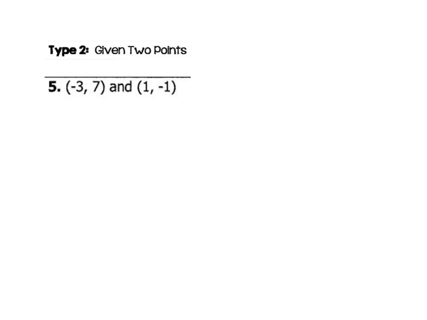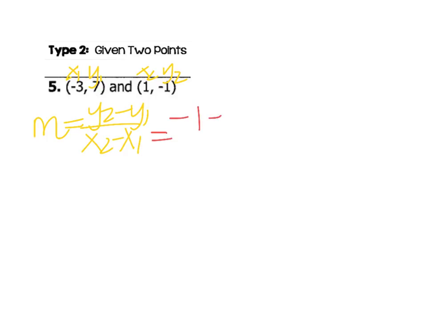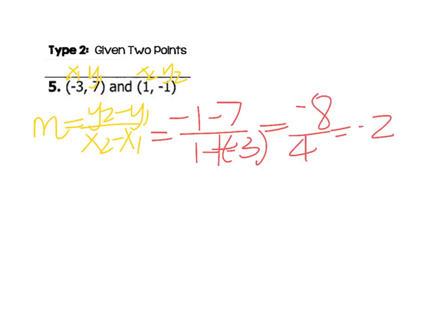All right, the second type is if you're given 2 points. If we're given 2 points, we can still use the point-slope formula, but we have to find the slope first. So we go back to last lesson, and we label x1, y1, x2, y2, and we use the formula y2 minus y1 over x2 minus x1. Then we plug our values in: negative 1 minus 7 over 1 minus a negative 3. So this becomes plus 3, and we get negative 8 over 4, and our slope is negative 2.